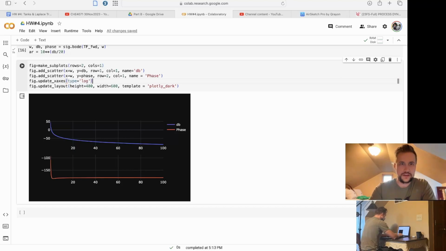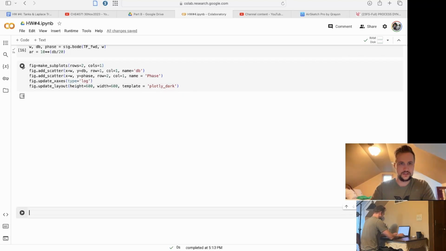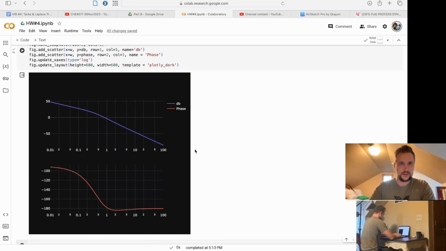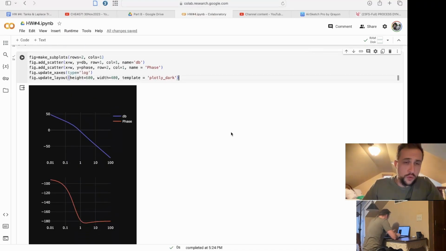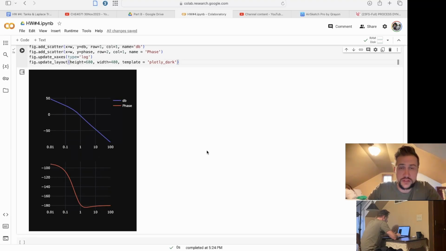I didn't get to have the grand reveal because I accidentally pressed enter. We're going to shift our layout to a higher height. All right, and let's shorten that width to 400. There we go. Okay, so what we see here is our Bode diagram.